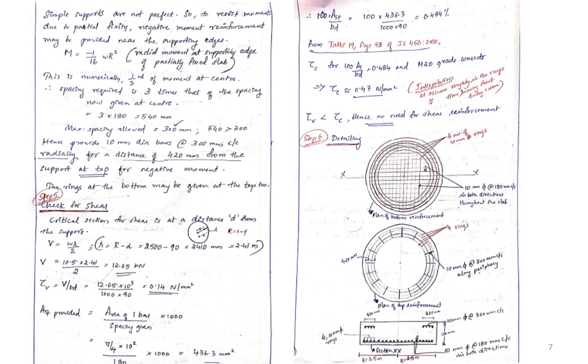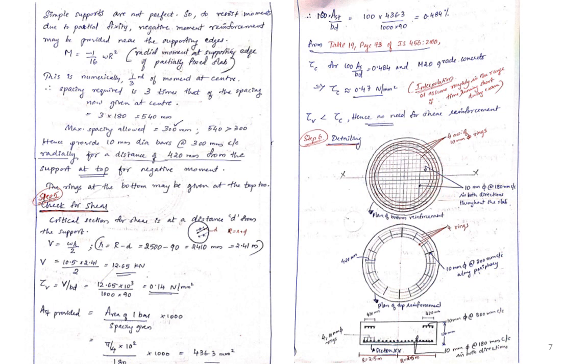And at the bottom, you have to give 4 numbers of 10 mm dia rings for the circumferential moment at the supporting edge. So we have designed the reinforcement at the center and also at the supporting edge, and these 4 numbers of bars, these rings, should be given near the supporting edge to take the circumferential moment.